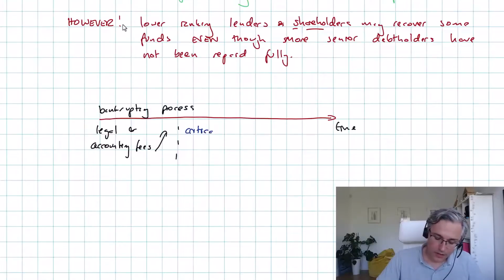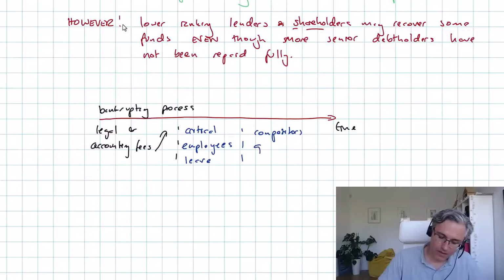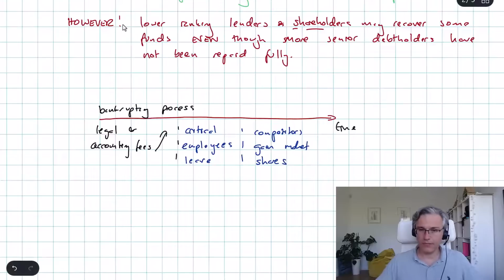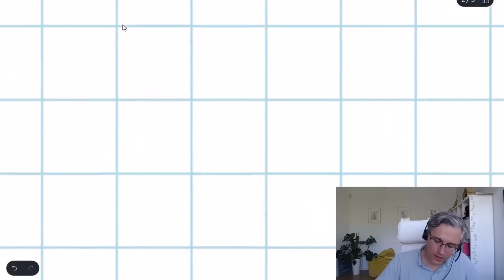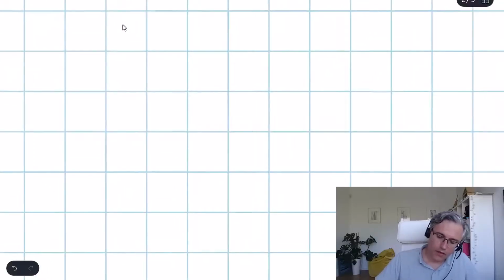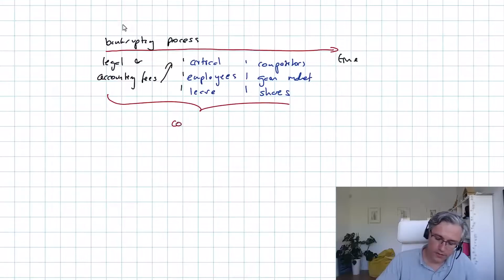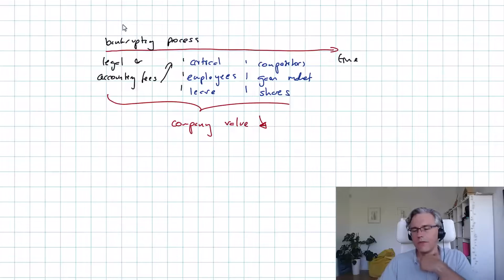What is more, critical employees of the company are fleeing elsewhere, so they leave. Competitors gain market share. They woo your clients away, they snatch your clients away. And clients may want to leave a company which is in financial disarray, in financial distress. And all of this lowers essentially the value of the business. So company value goes down.